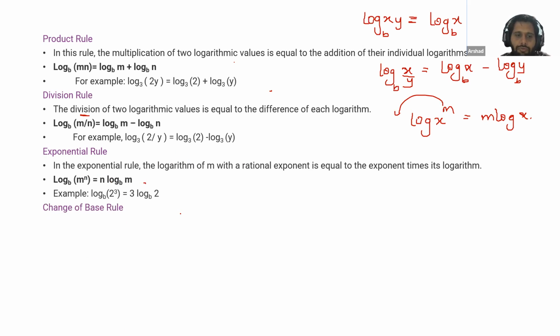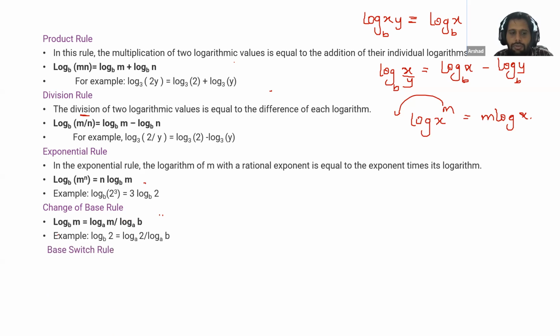Next is the change of base rule. What does this mean? If we have log m to the base b, then you can put any other base here and write it like this: log m by log b, both to the base a. This rule we will rarely use. Now we will check the next rule. This can be used in some questions. Even in matrices, we have used this rule.